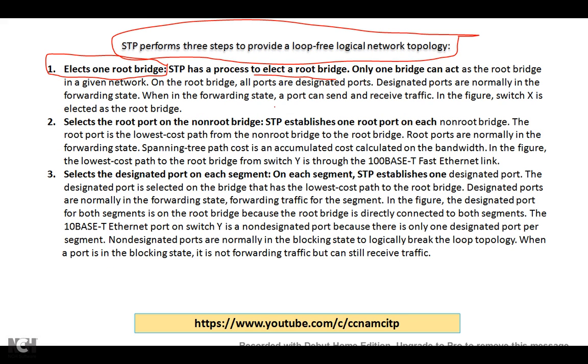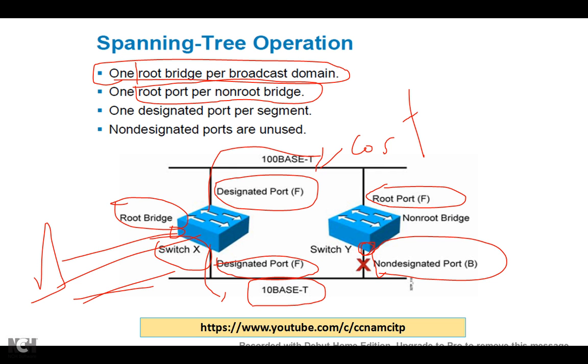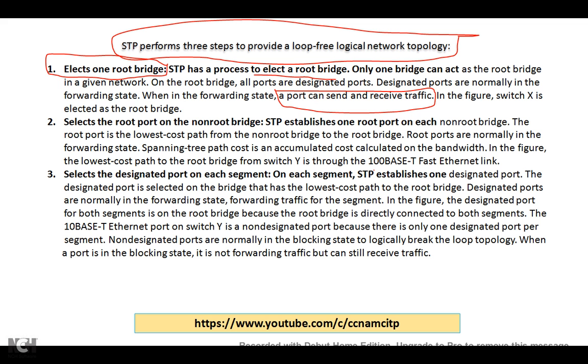When in the forwarding state, a port can send and receive. If we have the ports in forwarding state, they can receive and send data, frames, or traffic, whatever it is. In this picture, switch X is elected as the root bridge. As I told you, switch X is selected as root bridge, and both ports are in designated port state. Next, select the root port on the non-root bridges.